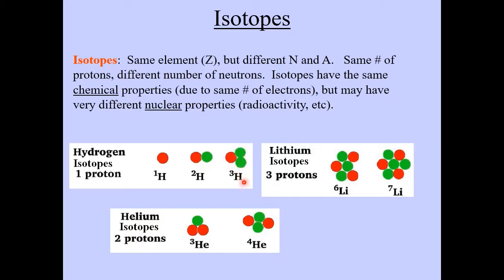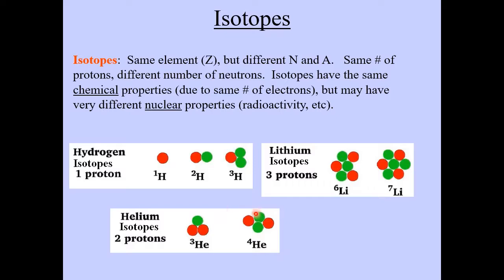This hydrogen isotope is H3 because it has three total nucleons in this nucleus. So the key thing here is that all of these are hydrogen, but they are different isotopes of hydrogen because of the different numbers of neutrons.